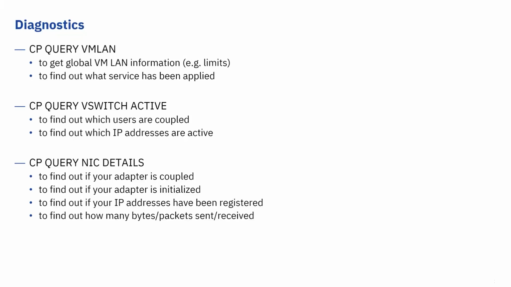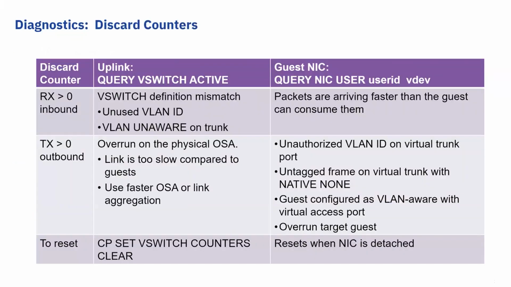He can't really ask anything about the vSwitch, but he can certainly ask about his own NIC, finding out if the adapter is actually coupled to the vSwitch. If there's been a couple failure, you'll see it there in the query NIC details. Now this chart is how we use discard counters.